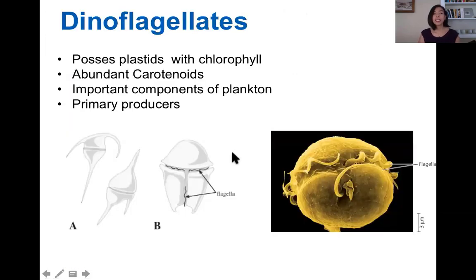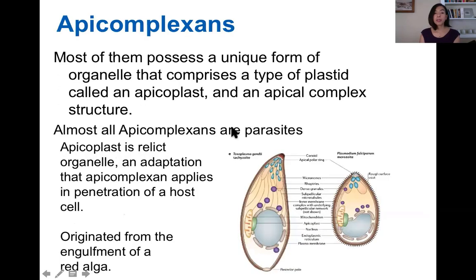So dinoflagellates possess plastids with chlorophyll. They have a lot of carotenoids, and that's why they give this color. And when we have them in high abundance, we can actually see the color of the sea changing. It's an important component of the plankton, as I was mentioning before. So they are primary producers.